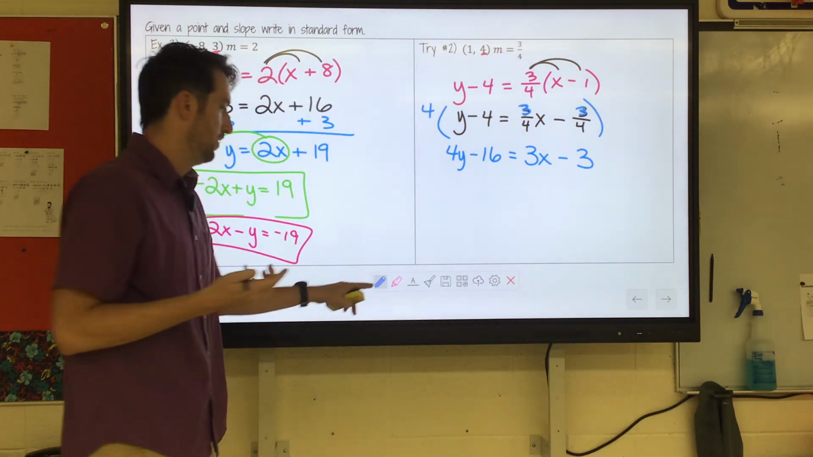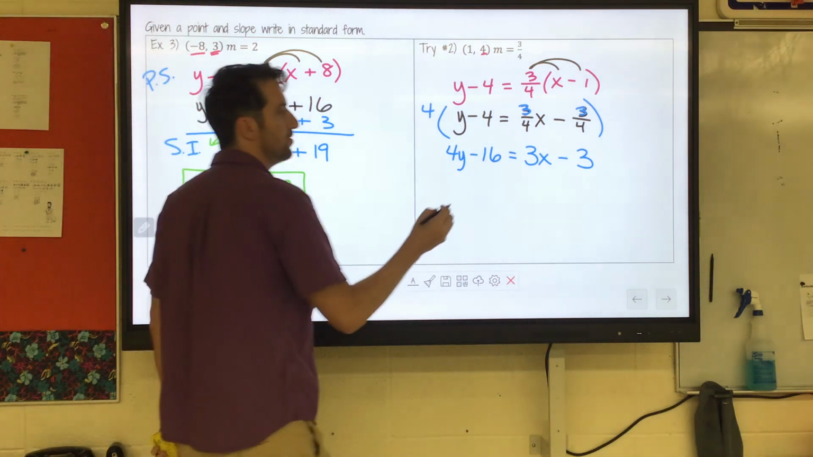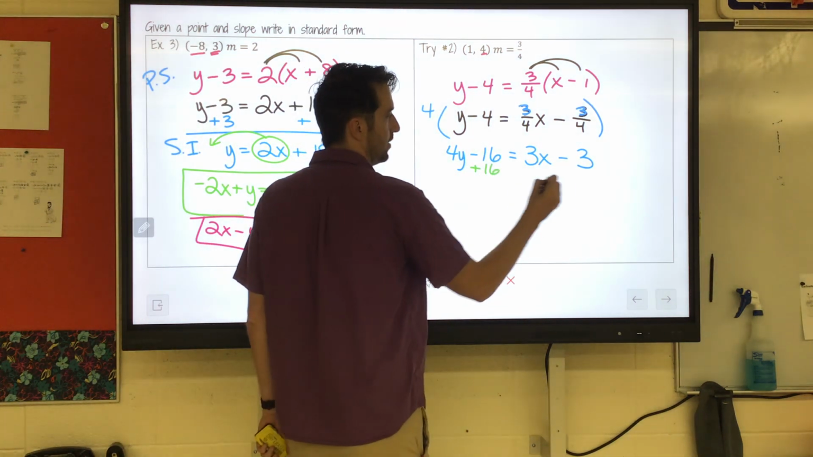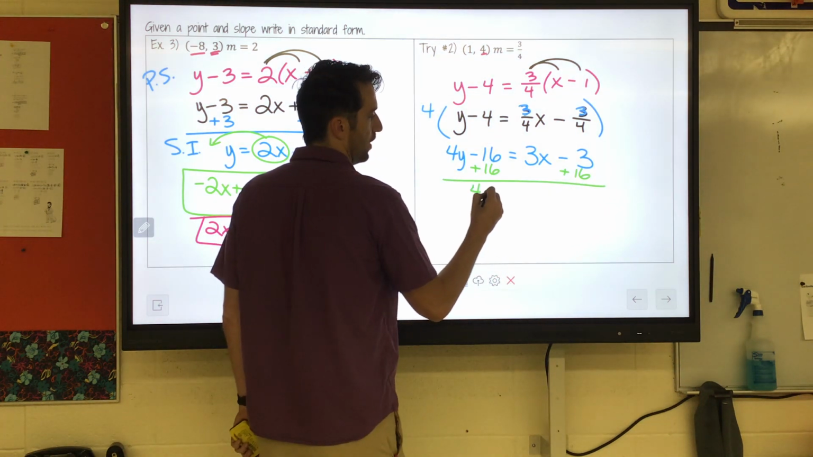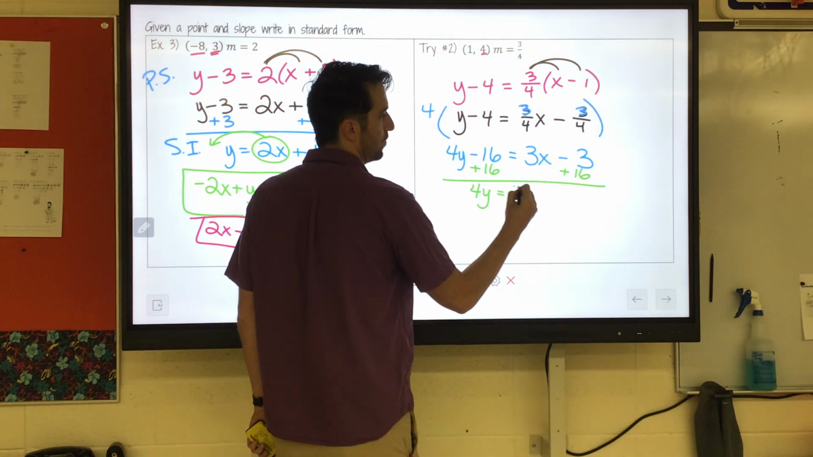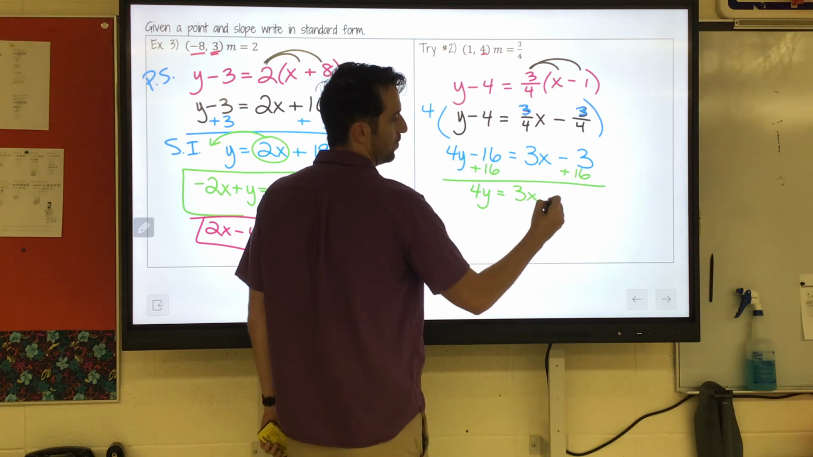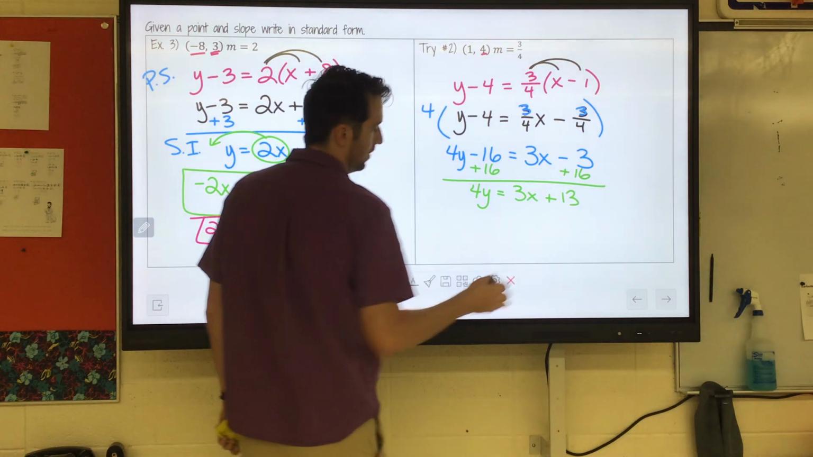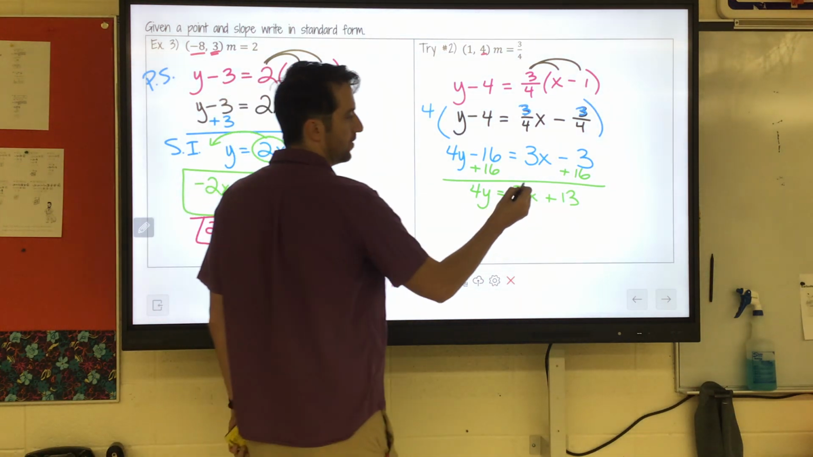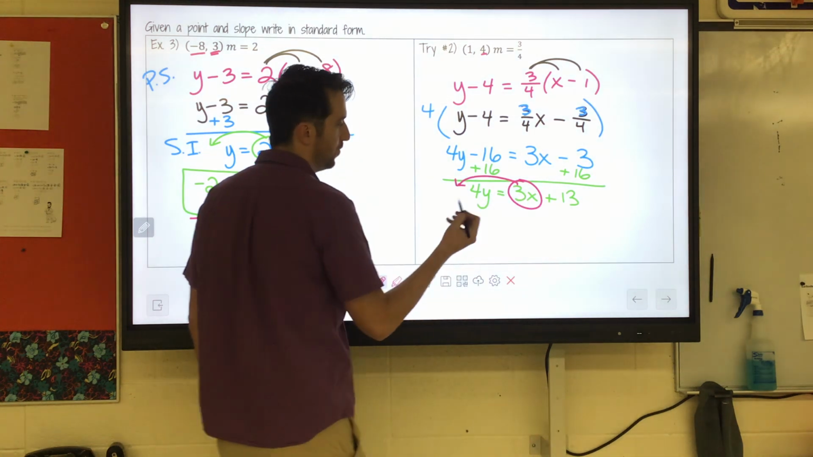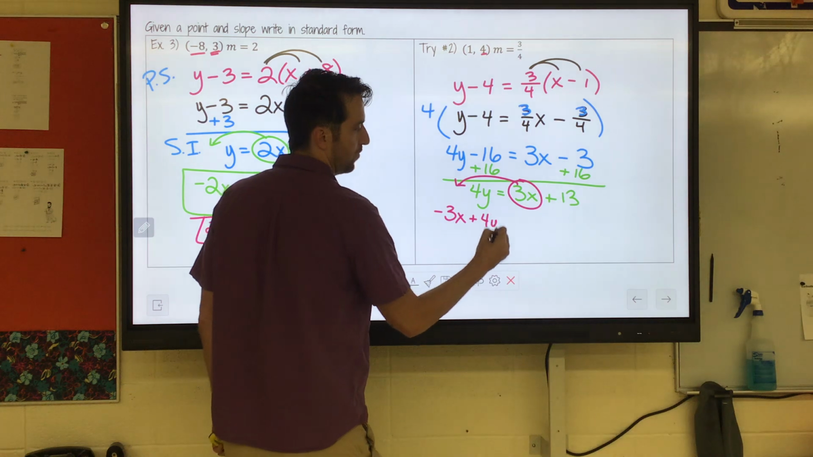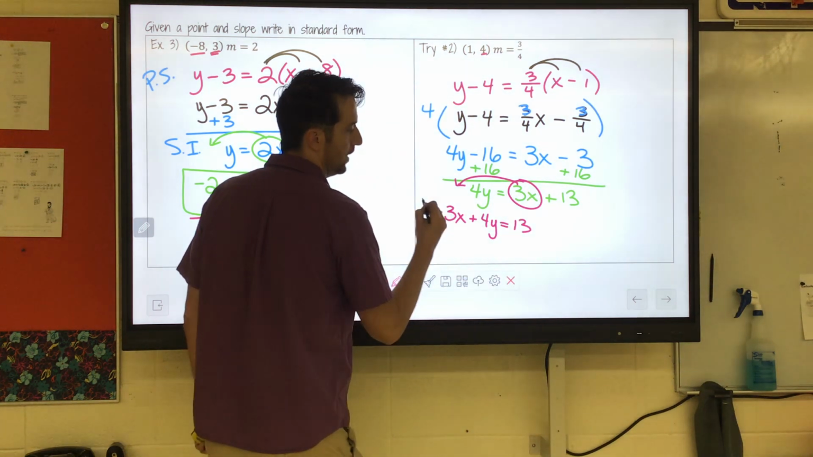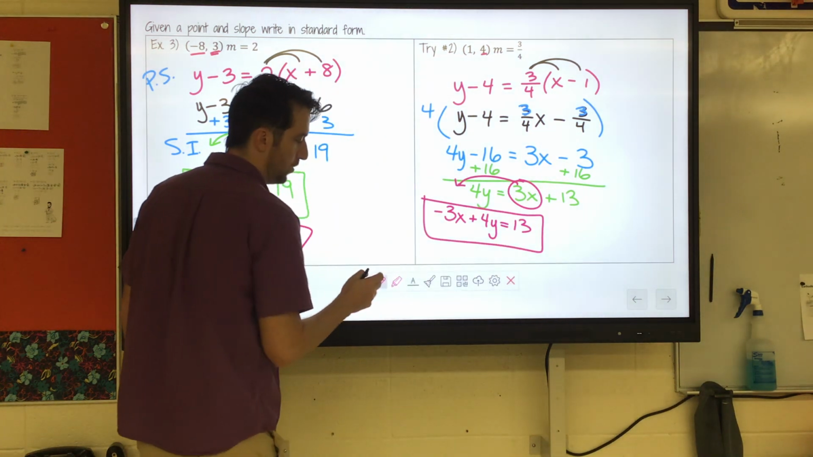Done. I'm going to send the negative 16 to the other side. Add 16. 4y equals 3x. Negative 3 plus 16 is 13. Now we just need to get 3x to the other side. It's positive, so we'll subtract it over there. Negative 3x plus 4y equals 13 is a perfect equation.